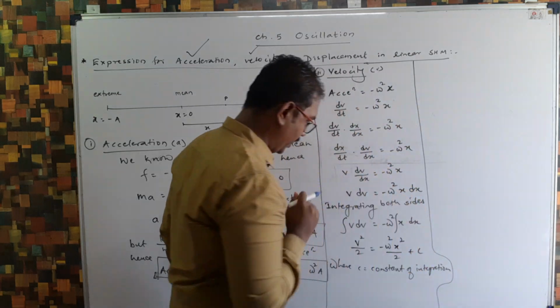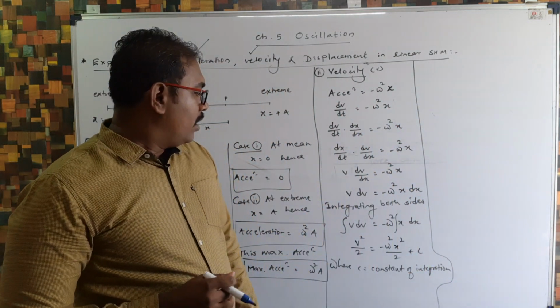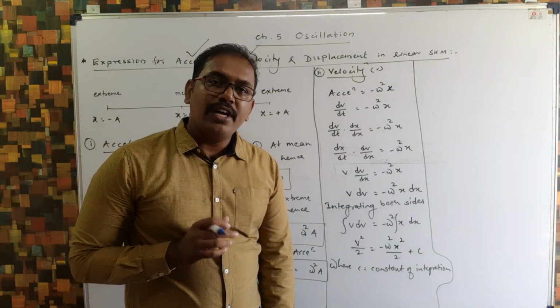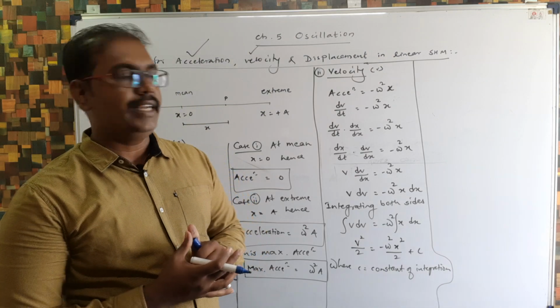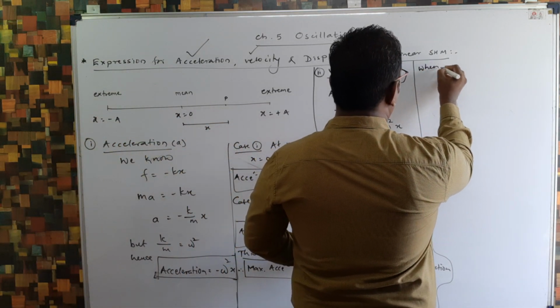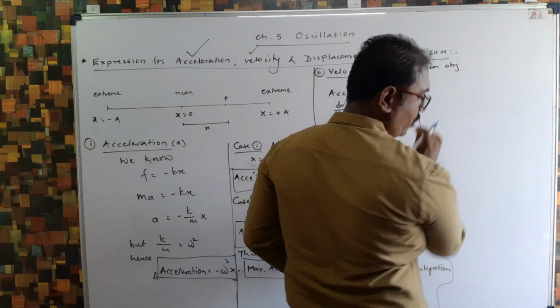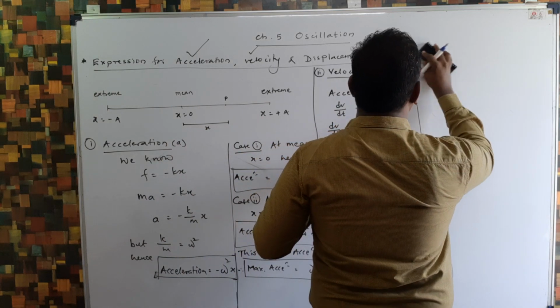I have to manage space here. Take it. Now we get this equation. Now after that, we can use a condition here. I am using the condition when the particle is at extreme. So when the object is at extreme, one thing I can do here is start writing from the top.